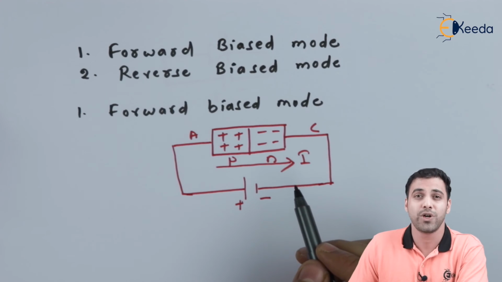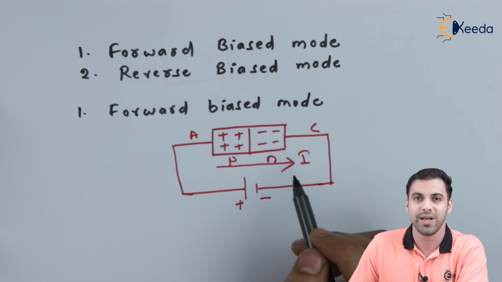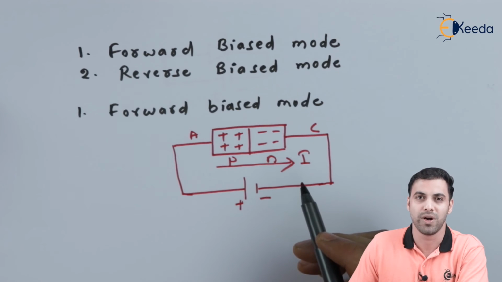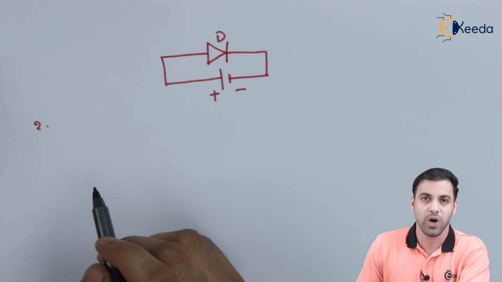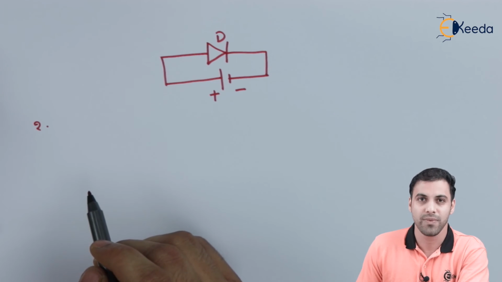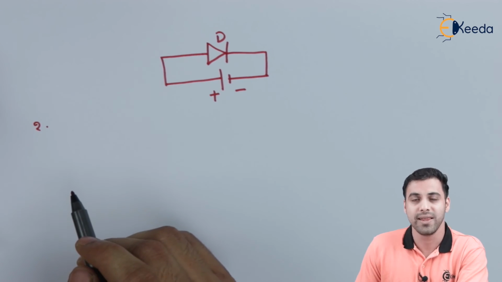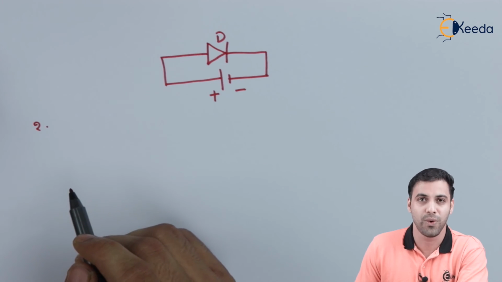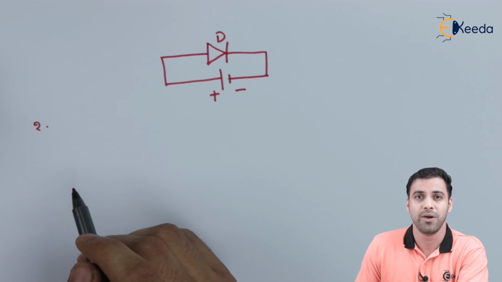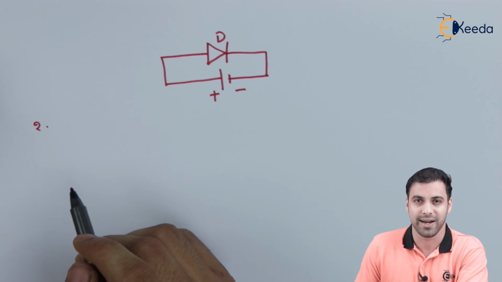In the same way, let's see how the reverse biased mode looks. Now, let's talk about the second mode of operation, which is also called the cutoff mode of operation, because in this mode there is no flow of electric current, since the diode blocks the electric current.